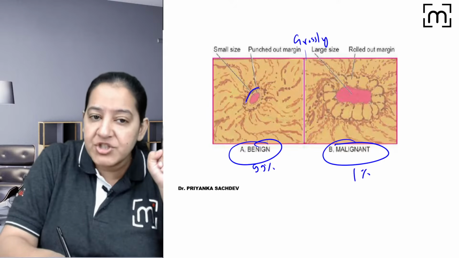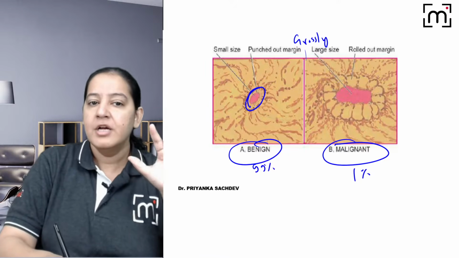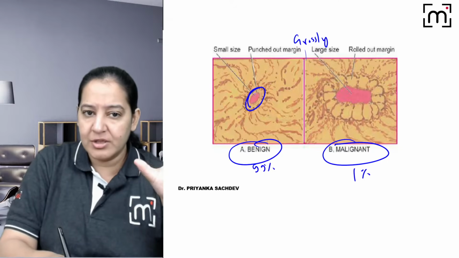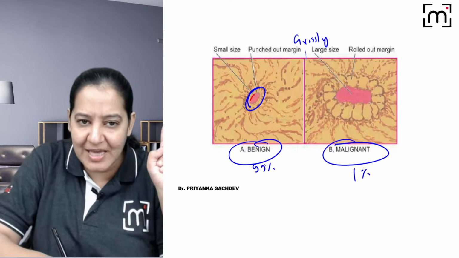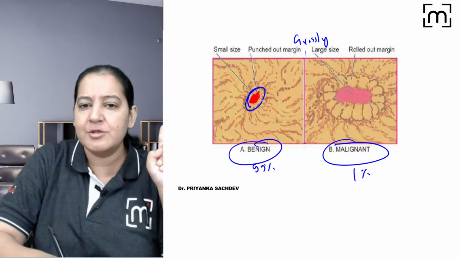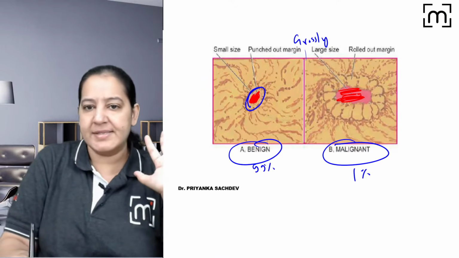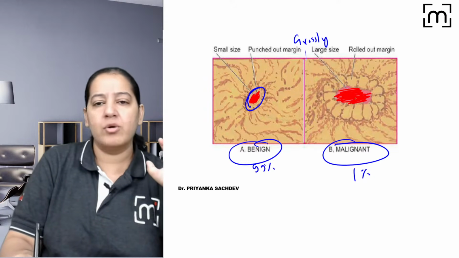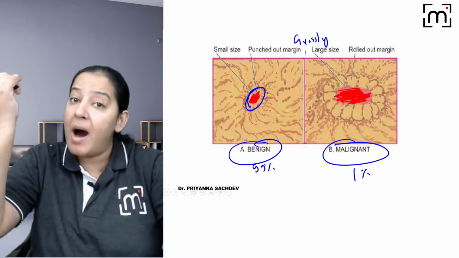Look at the margin of the ulcer. You can see ulcer is the breach in mucosa. So this portion, the big pink color portion, this I'm marking with red, right? This portion doesn't have mucosa. That's why it is an ulcer. The mucosa is lacking. Now don't look at the ulcer. Look at the margin of the ulcer.